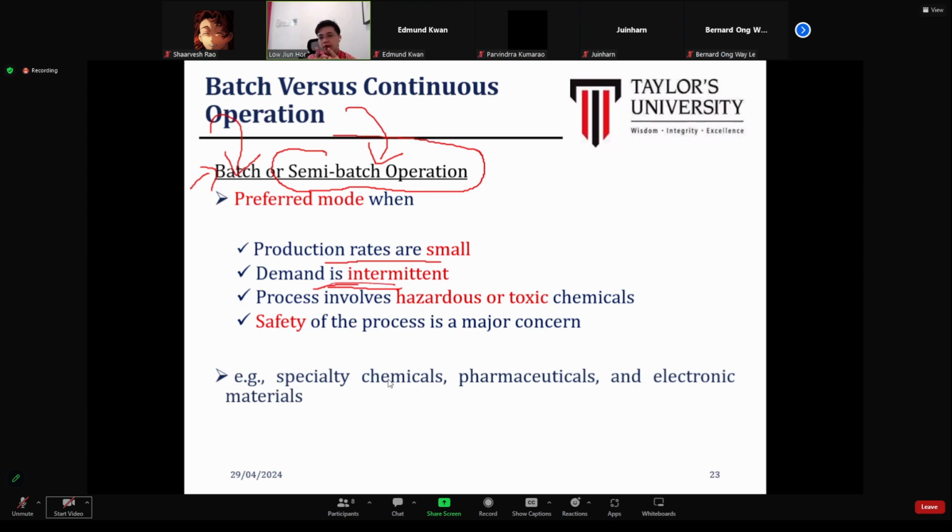So this is what we call demand is intermittent. If your product is actually meant to fulfill the requirement given by the customer, or maybe you want to do the quality checking, then it's good if you can use the batch operation. Also, if the raw material or the process that you are going to handle is very hazardous or toxic, that means the process involves the use of hazardous or toxic chemicals, then it is also good if you can use batch operation mode. Okay, why? Due to safety reasons.